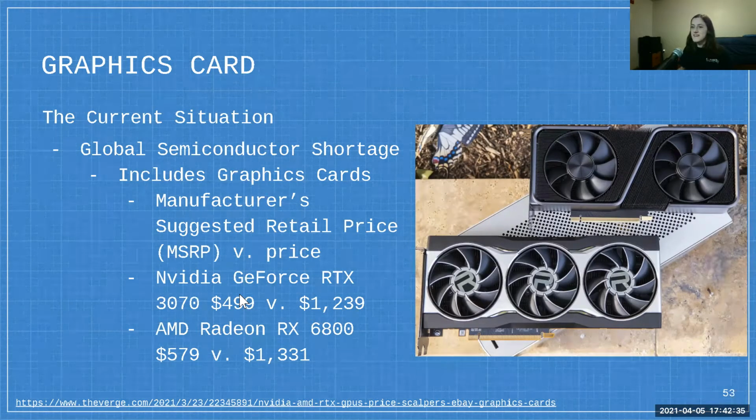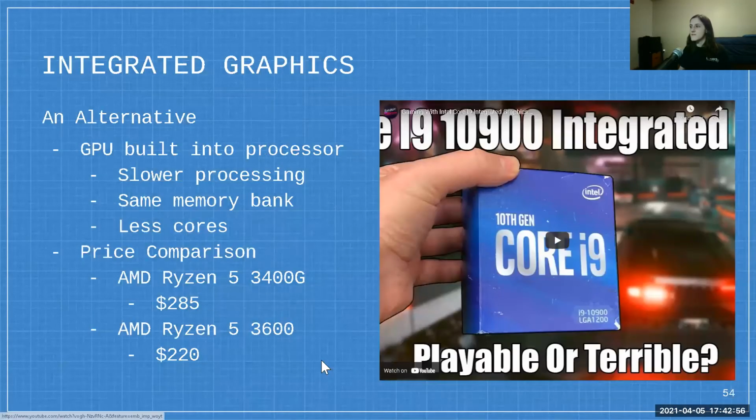You can see again in a different brand, a different manufacturer, AMD, their Radeon RX graphics card has again increased over 2 times. I got these numbers from this article. And yeah, that's what's going on with graphics cards right now. They're pretty pricey and kind of hard to find. So what's the alternative to this?